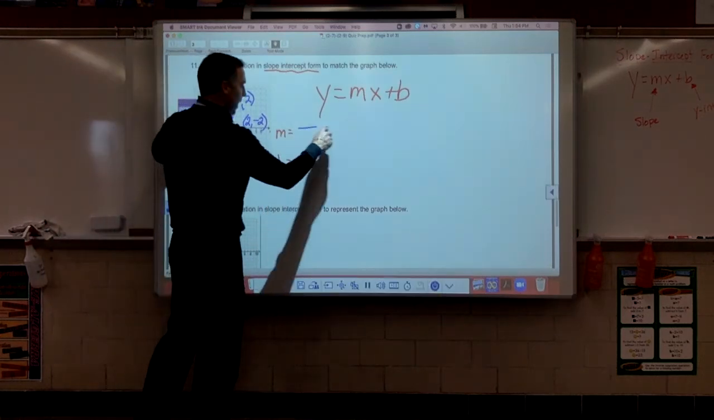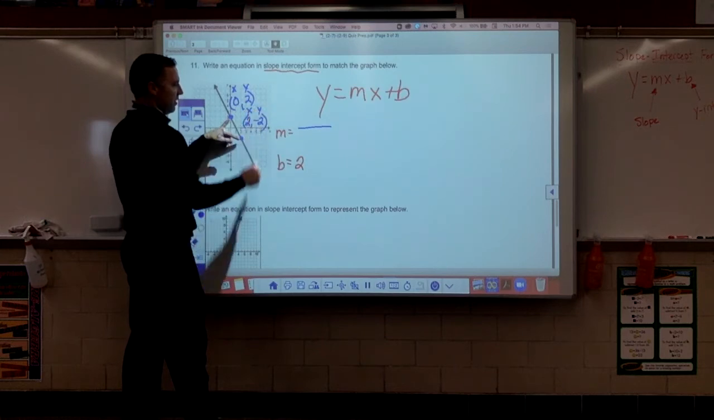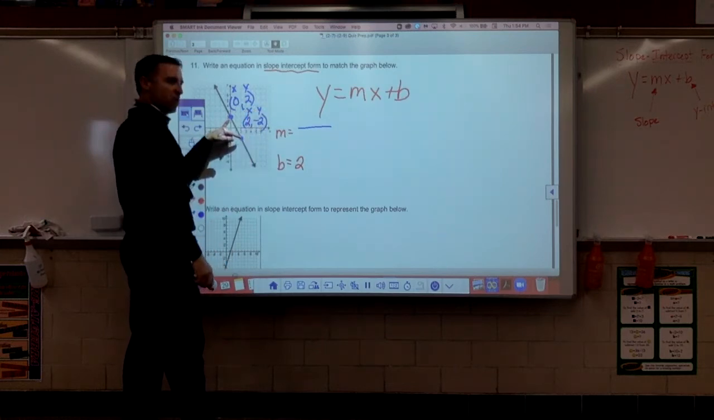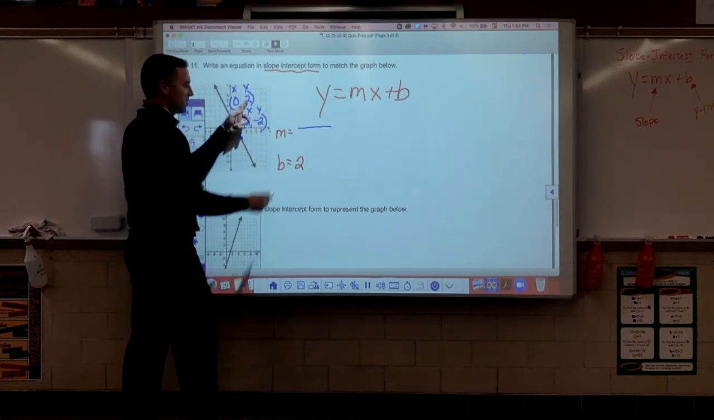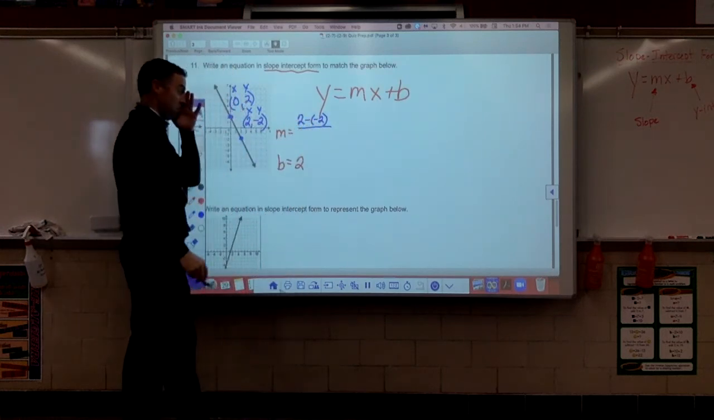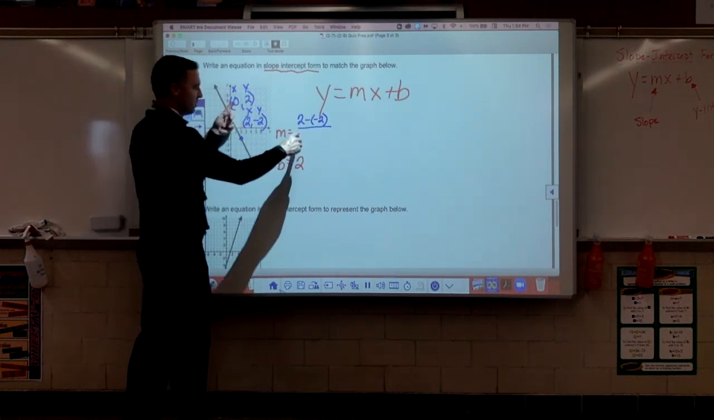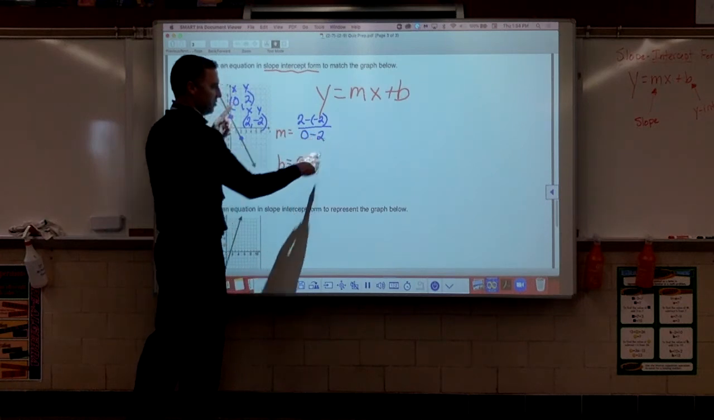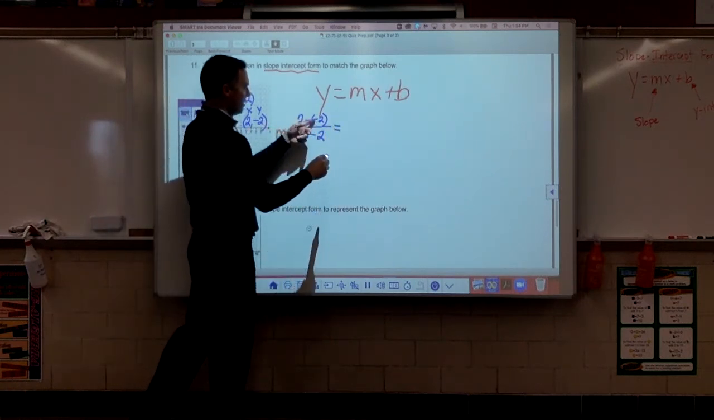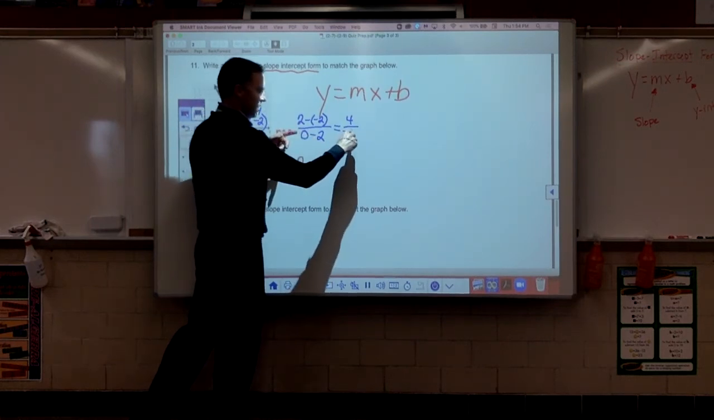Well, y minus y over x minus x, x value, y value, x value, y value. Start with the big one, subtract the small one. So let's go with 2 minus -2. On the bottom, if I started with this 2, I have to start with this on the bottom. So 0 minus 2. Well, 2 minus -2 is 4. 0 minus 2 is -2.